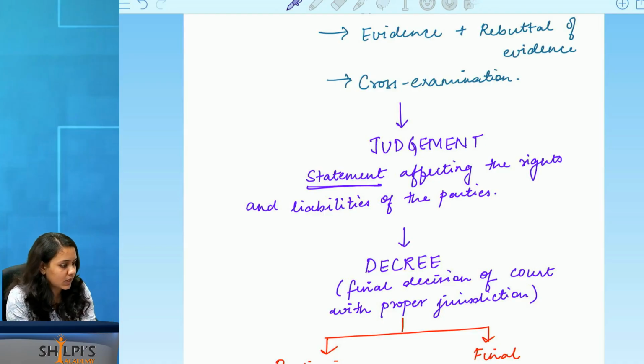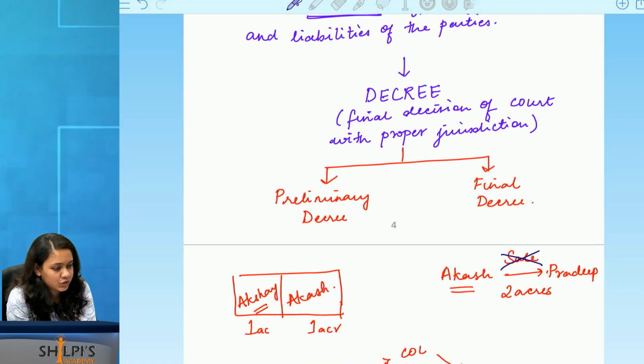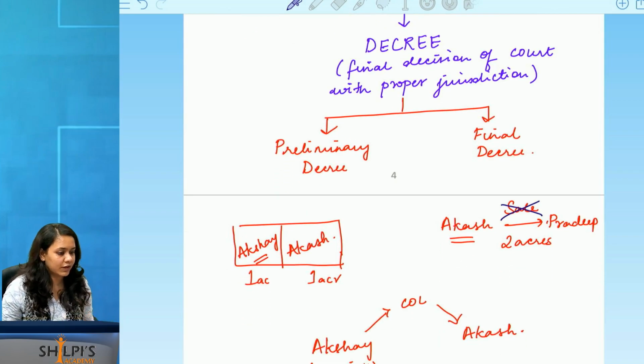Judgment determines the rights and liabilities of parties. It creates new liabilities, or it merely supports existing rights. The decree is only the final decision of the court with proper jurisdiction. So this decree can be a preliminary decree and a final decree. When will we say there's a difference between preliminary and final? When there is a stage of execution that is required to be done. So normally the judgment holder or the decree holder will apply for execution proceedings to execute the decision of the court. And then once the entire process is completed, the court will give the final decree.